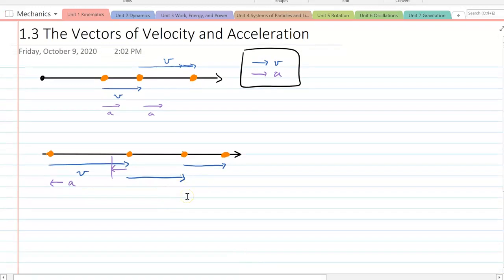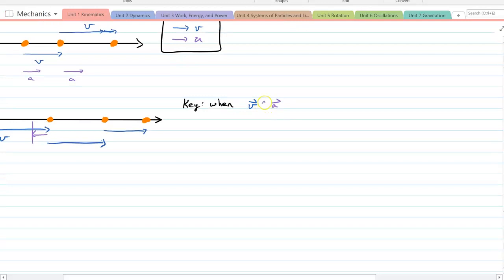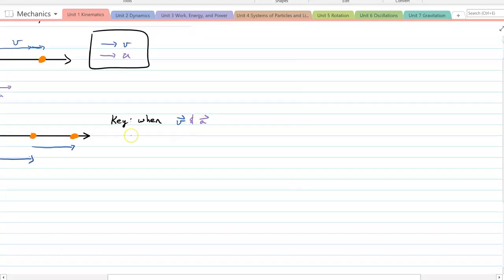This is a key thing that I feel like a lot of people don't actually pay attention to, but this is the key thing. Let's say, when V and A, so this is the condition. When V and A, this is the first one, point in the same direction, right? It could be both going right, both going left.